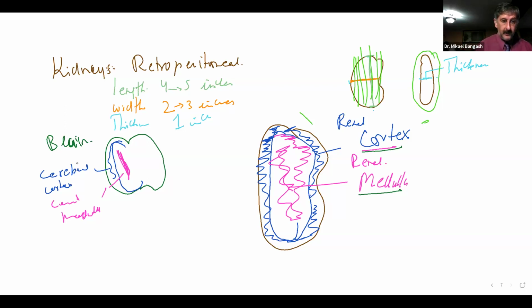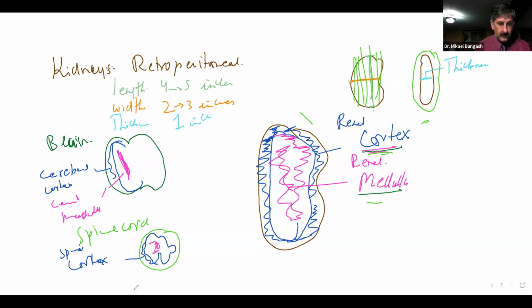Likewise, since it's found in the brain, we'll also find this arrangement of cortex and medulla in the spinal cord. So if you take a section of spinal cord, the outer part will be cortex, or we can say spinal cortex, and that inner part will be the medulla or the spinal medulla.